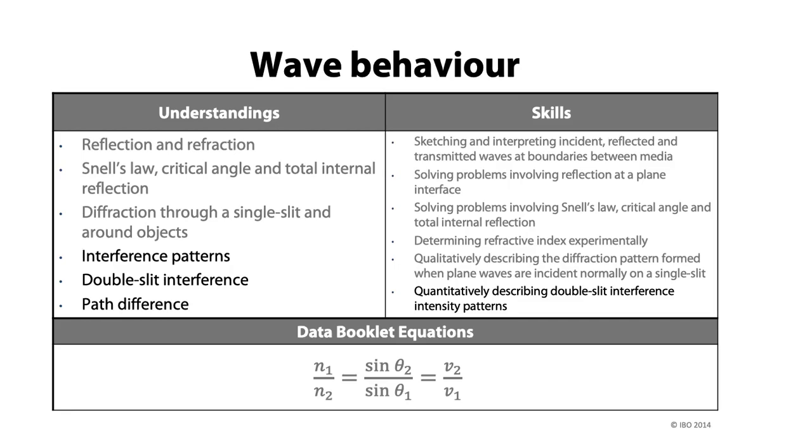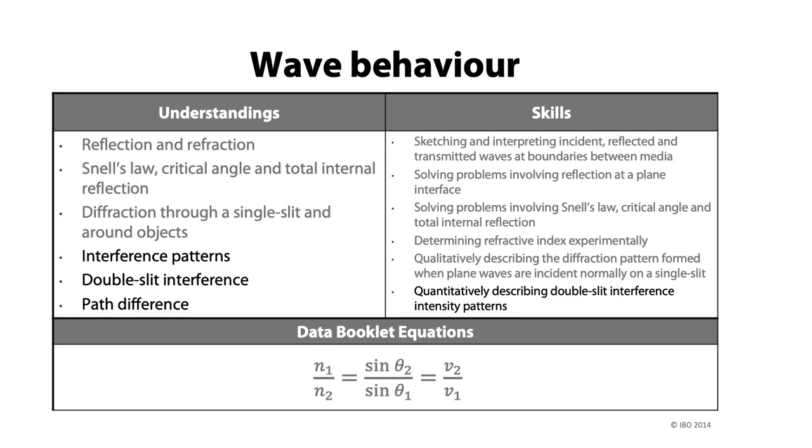The parts we're going to be looking at today of the subject guide are interference patterns, in particular the double slit interference. We're going to be defining what we mean by path difference, and we're going to be quantitatively describing double slit interference intensity patterns. Notice the difference here, and we'll be making a point of contrast with single slit.